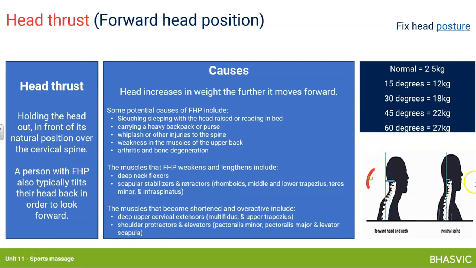Interestingly, the further forward your head is... the head should be sort of aligned right above your vertebral column, because you've got this tiny pivot at the top of your vertebral column that's balancing this heavy head. Your head is actually quite heavy. It's a couple of kilos, between 2 and 5 kilos.